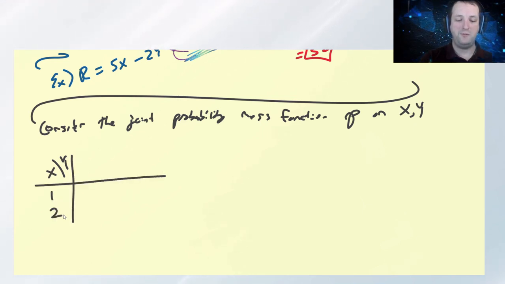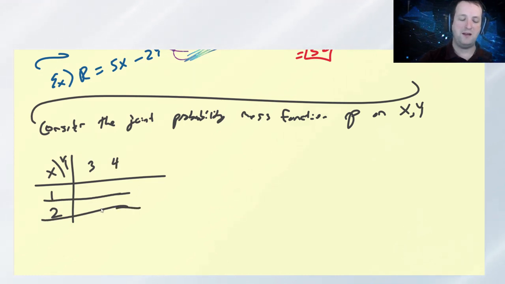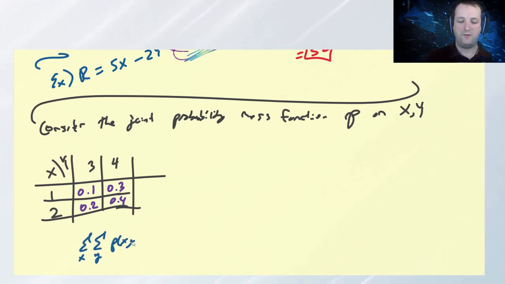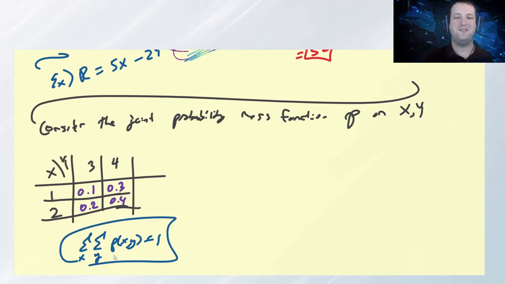Okay, so let the rows be 1 and 2, and let the columns be 3 and 4. So y can take values of 3 and 4, and x can take values of 1 and 2. So let's assign some probabilities to these. Let this be 0.1, 0.2, 0.3, and then 0.4. So you should be able to see that the double sum across all values of x and y for this function should be 1. Therefore, this is indeed a probability mass function because the sum is 1 and all of the values in there are between 0 and 1.